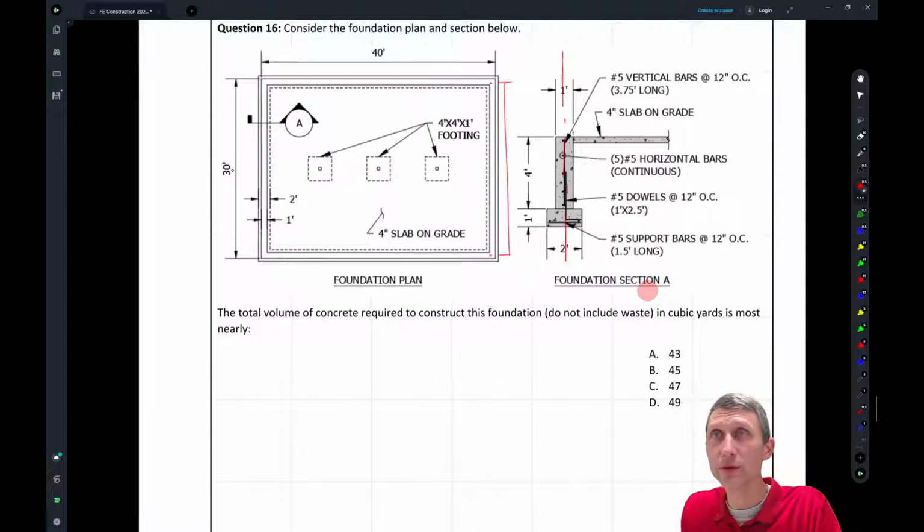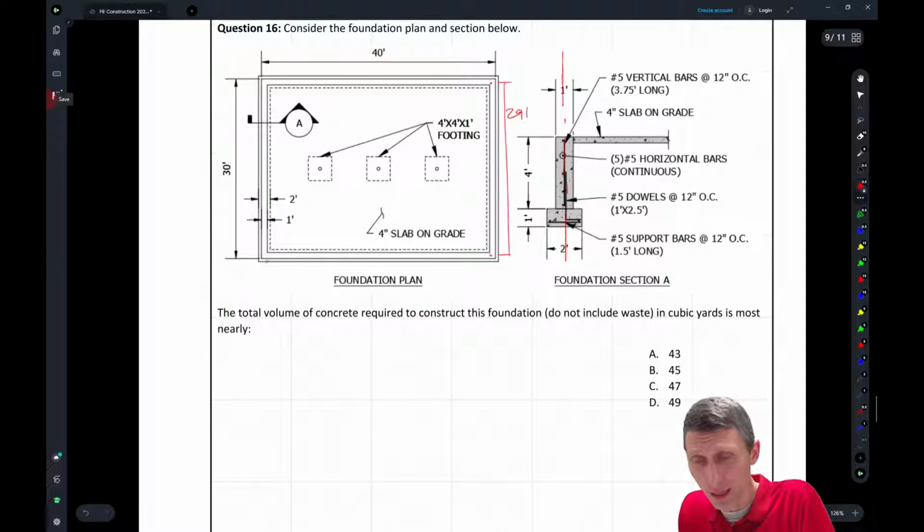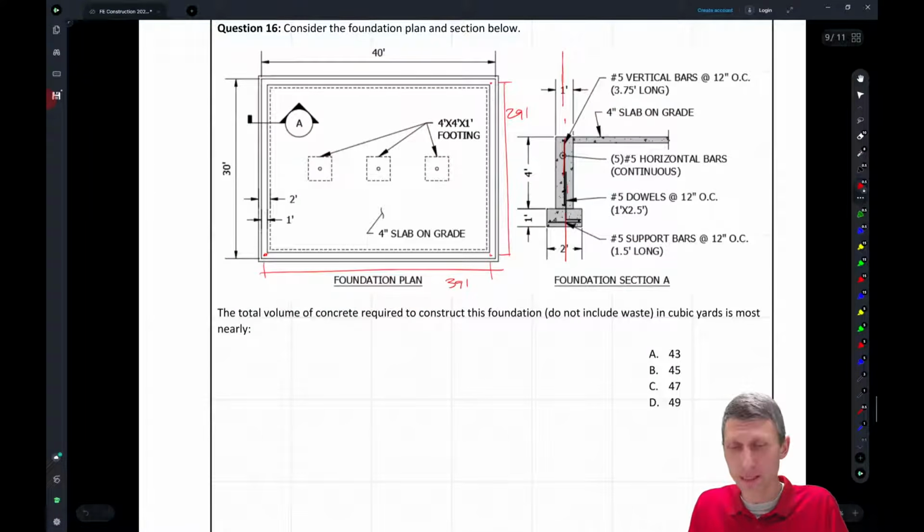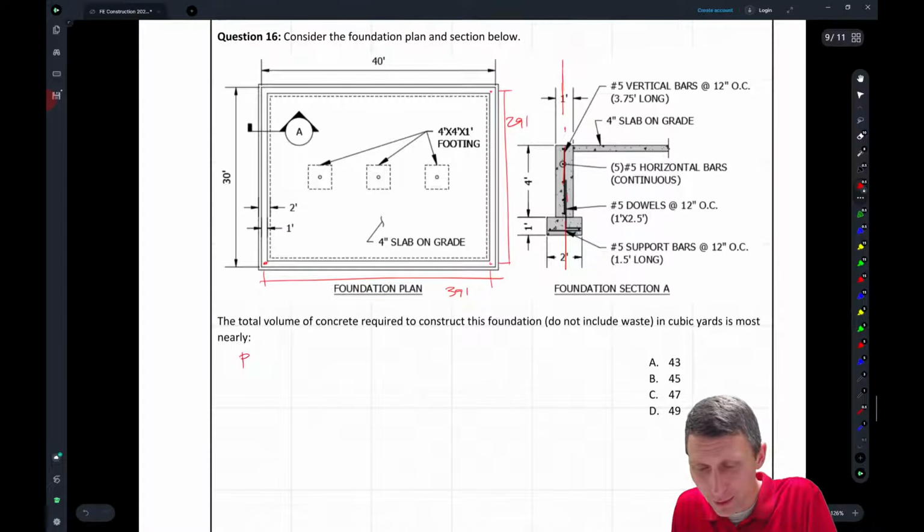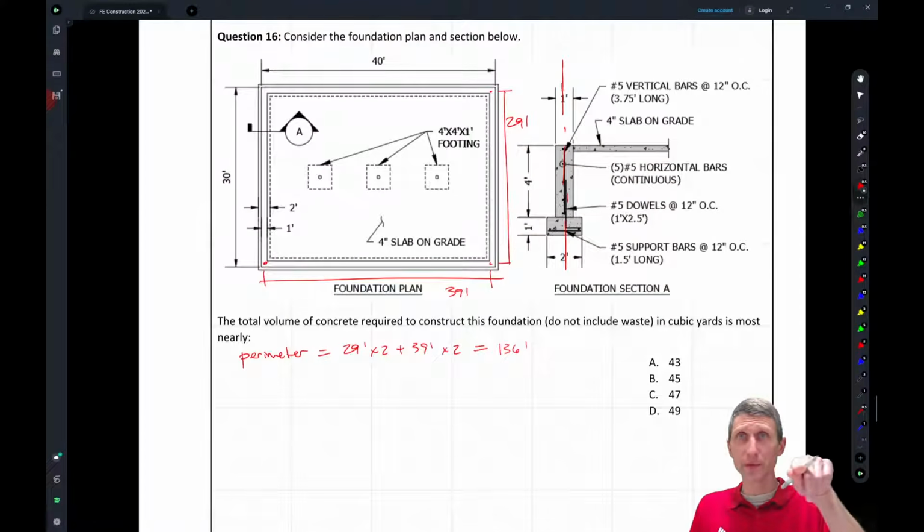What we see is it's going to be 30 feet minus, because we have the 1 foot wall thickness, a half foot on one side and a half foot on the other side. It's going to be 29 feet. And similarly down here, we subtract these off and get to 39 feet. Okay, make a little bit of sense. The reason I want to do that is because I want the perimeter here. The perimeter is going to equal 29 feet times 2 plus 39 feet times 2, and that's going to equal 136 feet all the way around the perimeter of this thing.